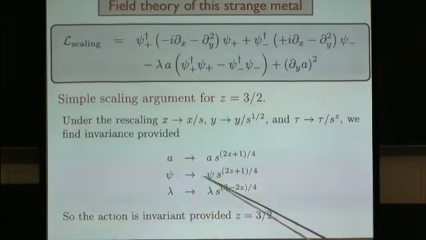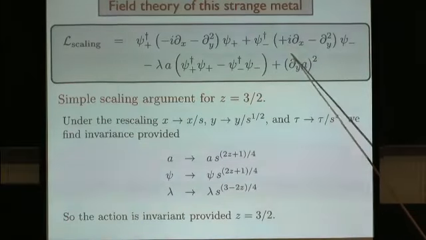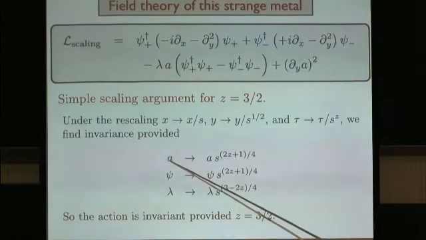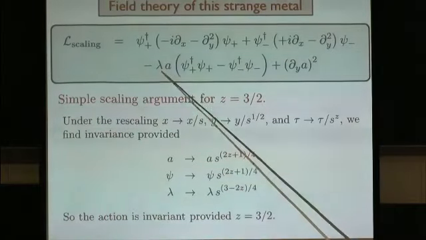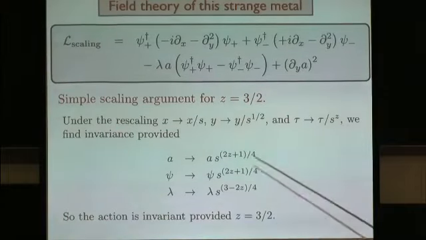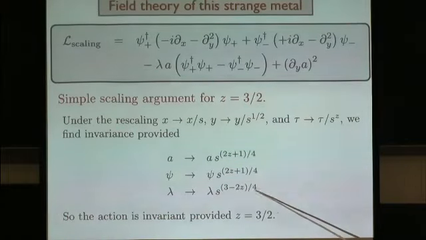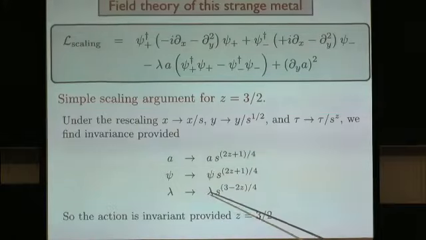That means that psi should be rescaled this way. I want to preserve the kinetic energy of the photon, and it's a two-line exercise to figure out that A should be rescaled this way. And then finally, that just fixes what lambda is. This is a homework problem I urge you to carry out. It's just arithmetic. You find lambda scales as (3 minus 2z) over 4. So the only possibility of any kind of scale invariant structure with some non-trivial critical behavior is when this is 0, when lambda is scale invariant and you're at the fixed point.